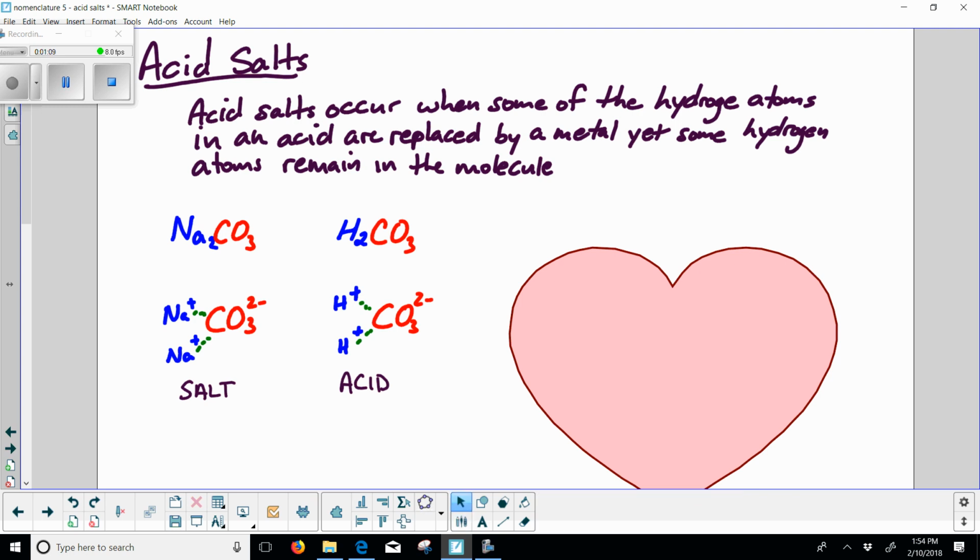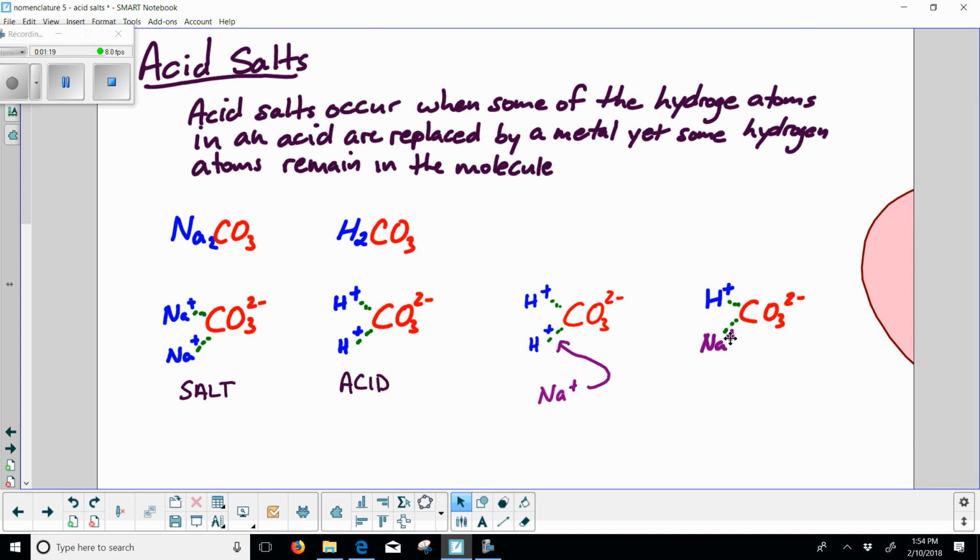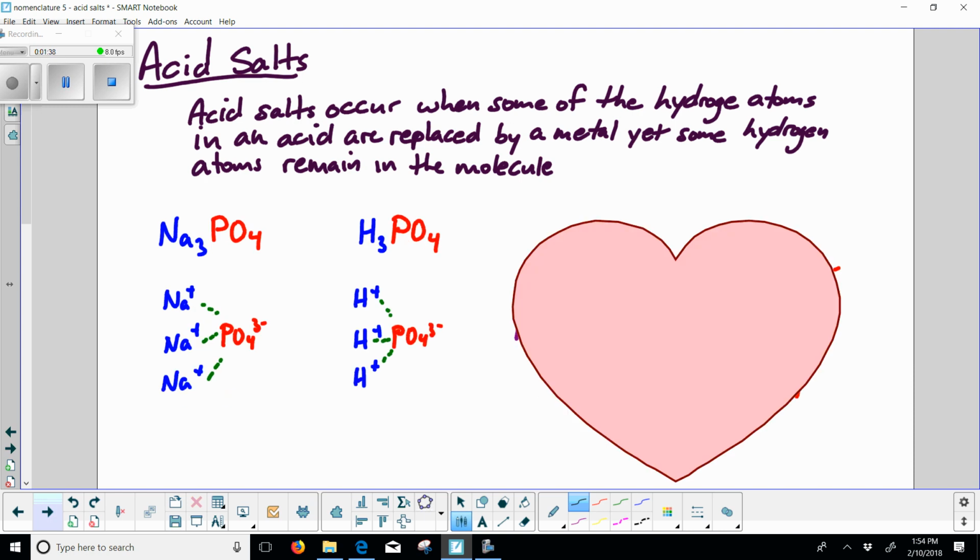And what happens with acid salts is that a metal comes in and takes the place of one of the hydrogens in an acid. And as a result, you end up with this hybrid. So this has some elements of an acid, so that's why we refer to it as an acid. And it has some components of a salt. It still has the metal there. So a great example of an acid salt there.